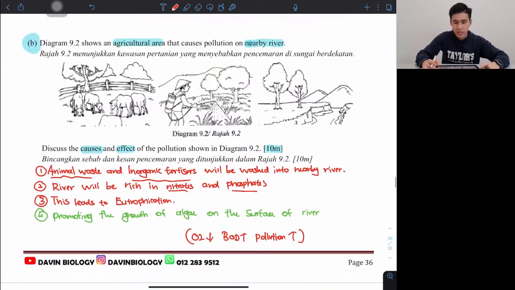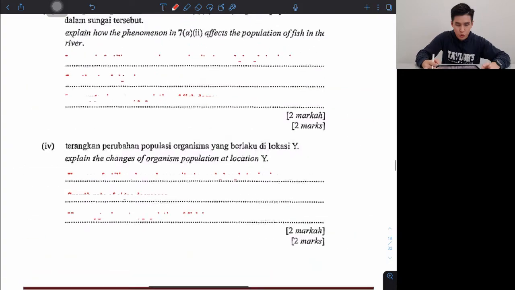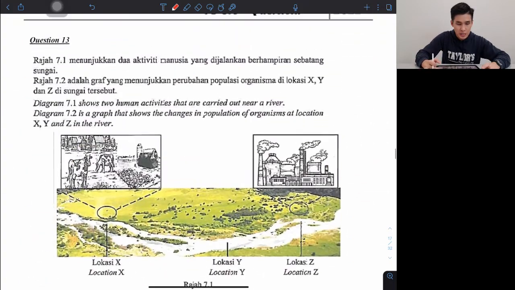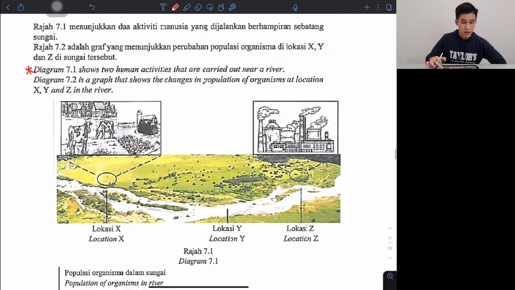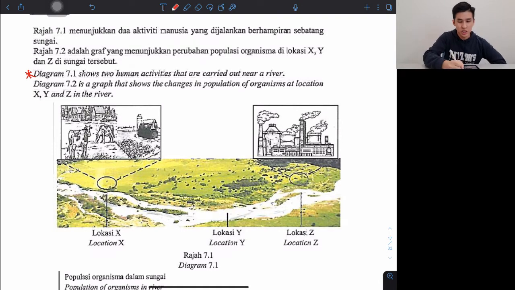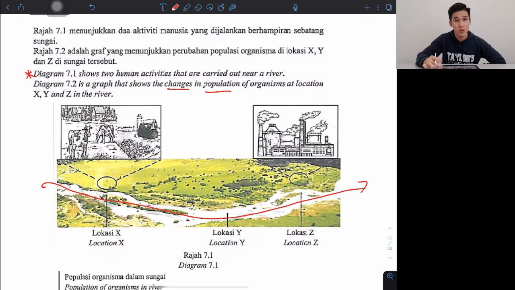So you can pause and write this down yourself. Then let's go to this structured question here at page 13. Now this is actually a past year question from the Selangor paper, last year only one. So diagram 7.1 shows two human activities that are carried out near a river. And 7.2 shows a graph of the changes of population of organisms at locations X, Y, Z in the river. So you can see this river is flowing in this direction, from X flowing to Y to Z.